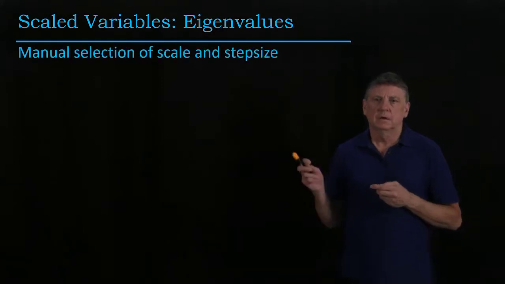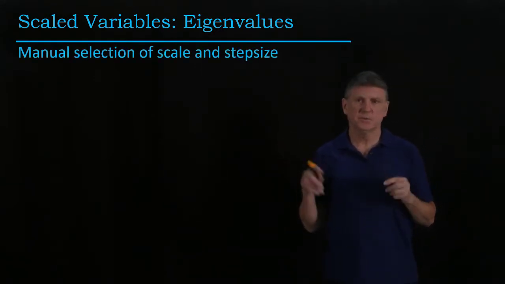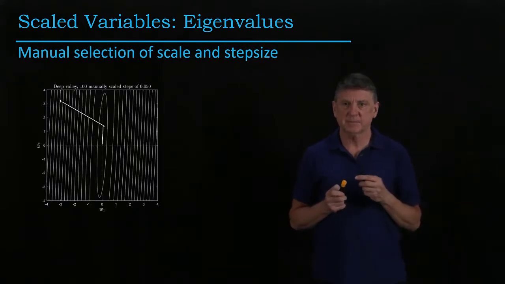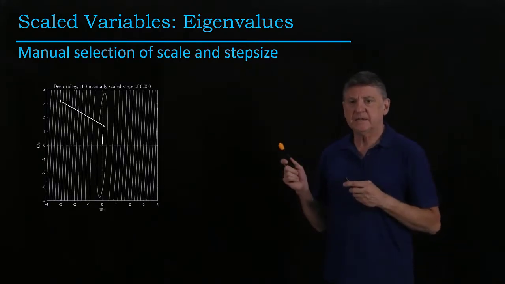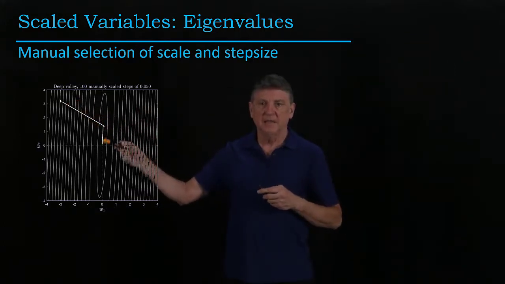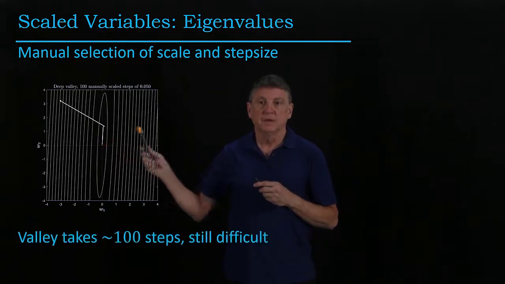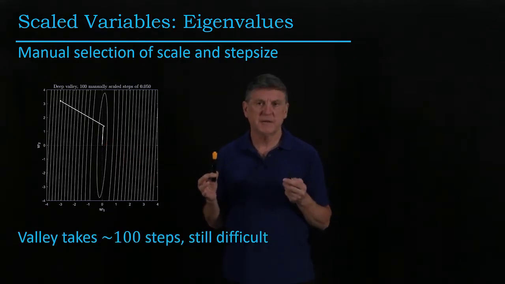Let's see what this looks like. Here, what we've done is we manually selected the scale, and let's suppose we also manually select the step size. What we see is that this will rapidly find the valley, and then it will eventually find the minimizer. The valley still takes about 100 steps.